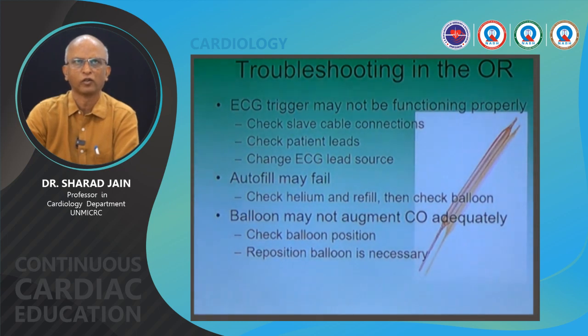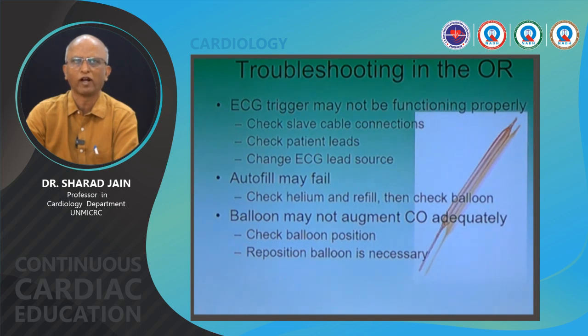Troubleshooting: the ECG trigger may not be functioning properly. Check the slave cable connection. Check the patient's leads. Change the ECG lead source. Check the helium and refill if required, as the helium gas may not be there. If the balloon may not augment cardiac output adequately, check the balloon position again properly.